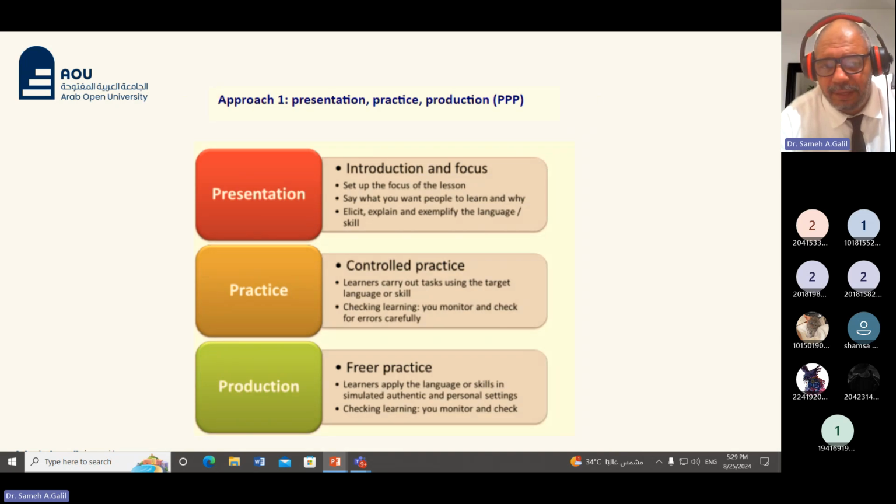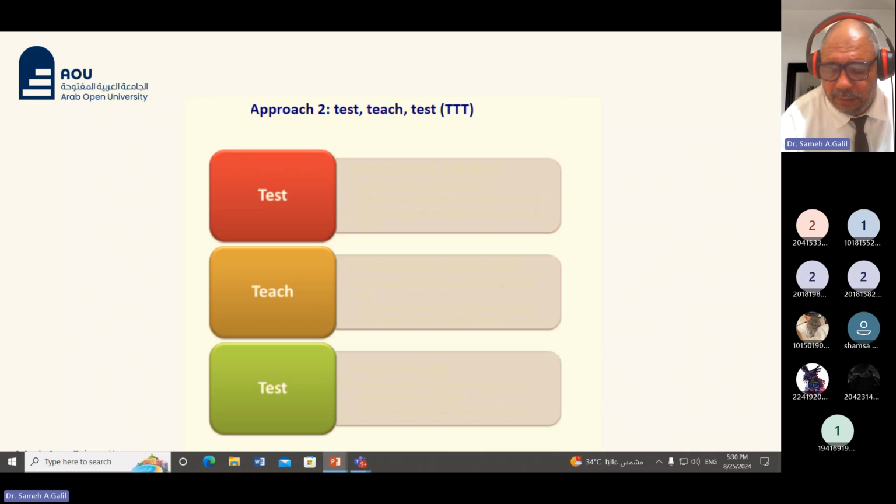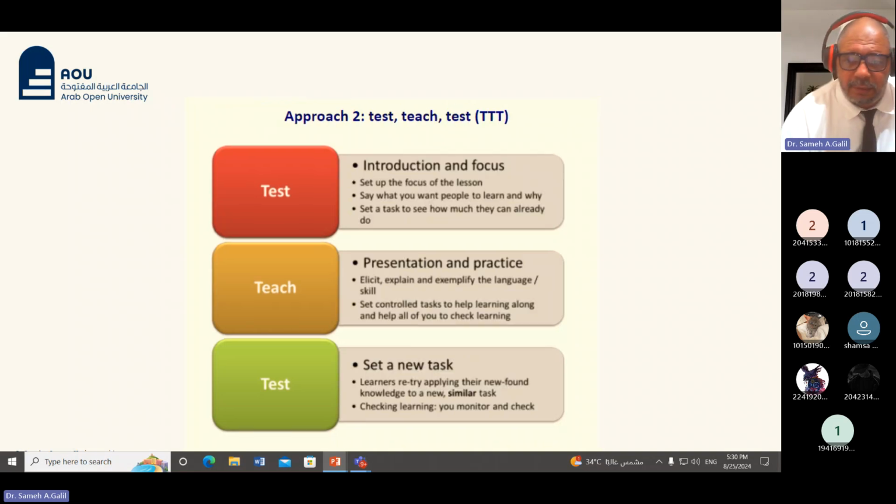Normally, people have the presentation, practice, production approach or framework. This is again easier for new tutors, and then when they get things right, over time they can try other approaches and other frameworks, and the TTT approach, test, teach, test, happens to be one of them.